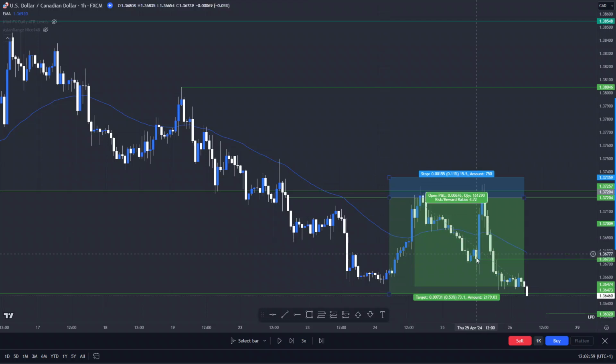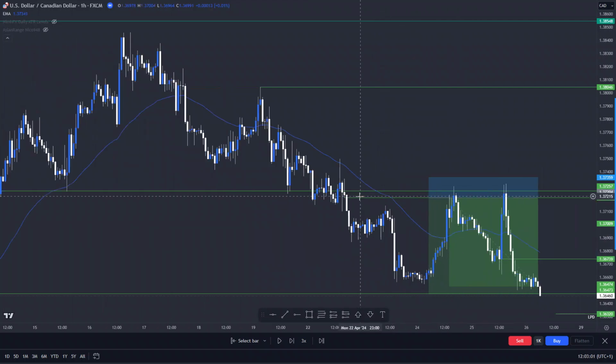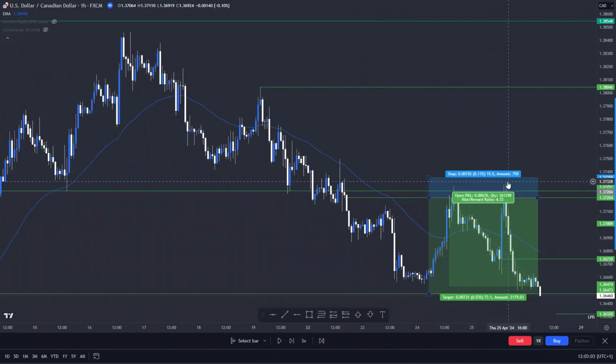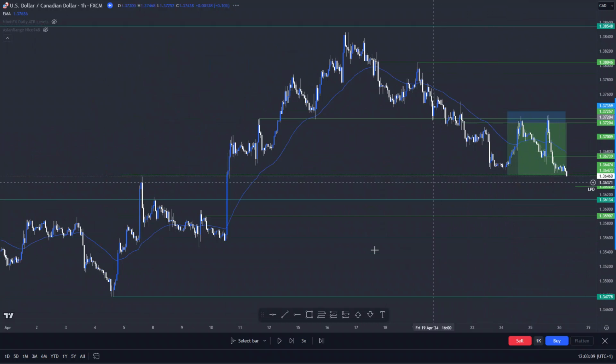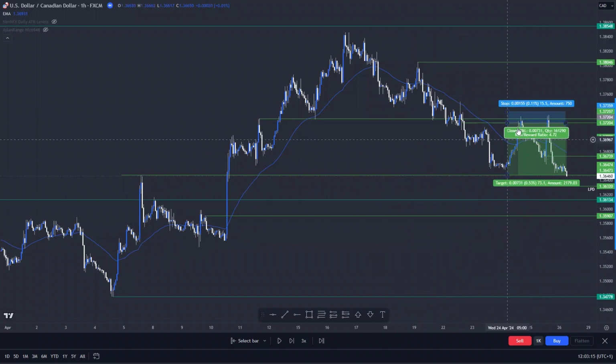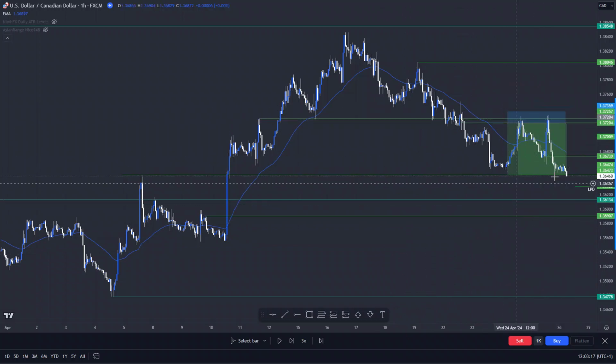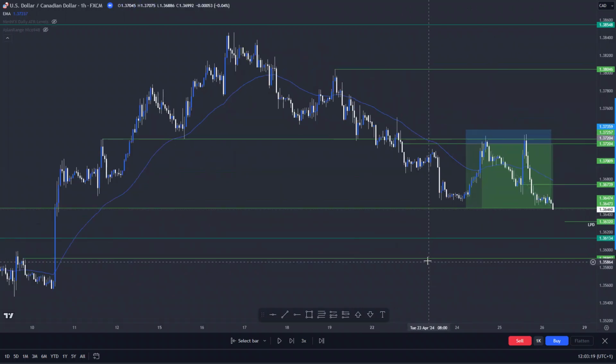Obviously got shaken out early because of my management, but seeing that come all the way back up, you probably think, "on your arse there." So yeah, that wouldn't have been nice mentally. But a really, really nice trade in terms of the shooting star on the weekly. You broke the head of it, you come back for the retest of the shooting star head. Perfect reaction. Just a really nice trade.